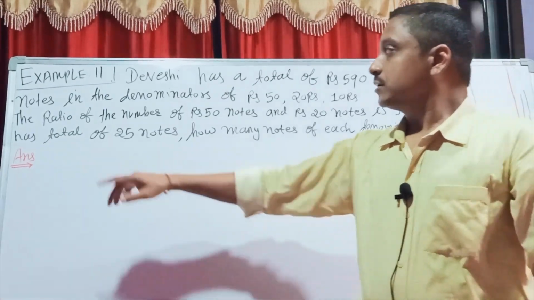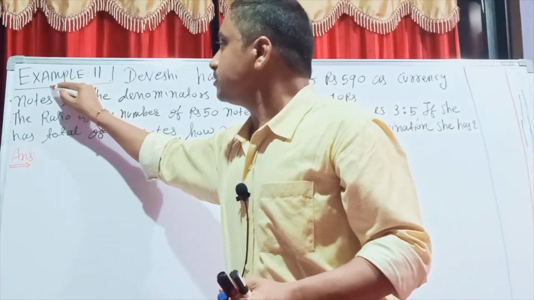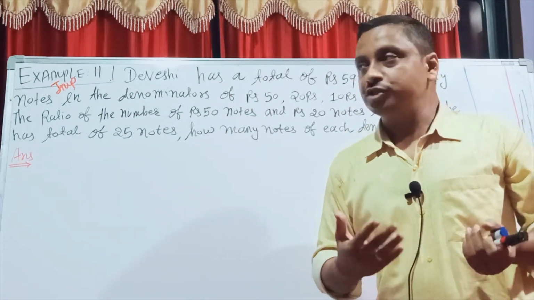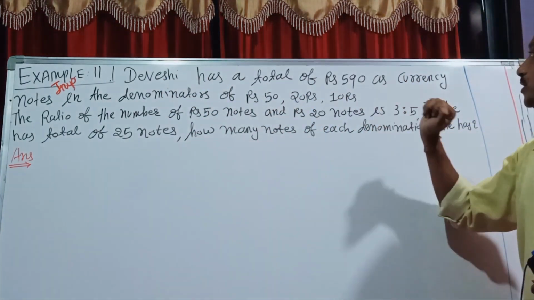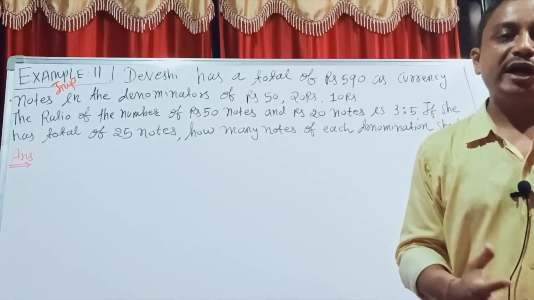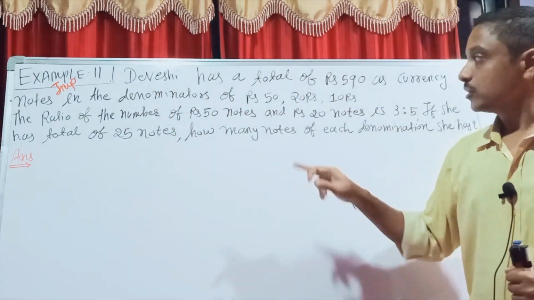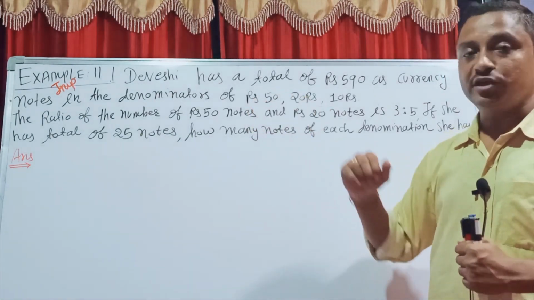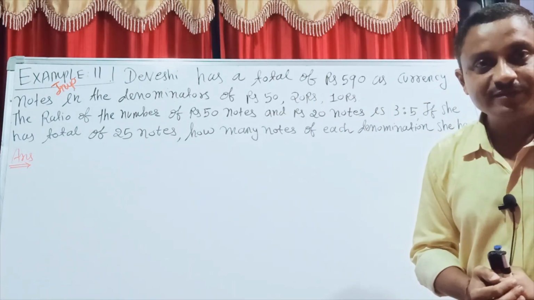Now continue, students. Example number 11. Before starting this example 11, students, it is a most important sum for exam level. See the question. First I read the question. Devashi has a total of 590 rupees as currency notes, in denominations of 50 rupees, 20 rupees and 10 rupees. It means she has 3 types of notes: one of 50 rupees, second of 20 rupees, and 10 rupees.